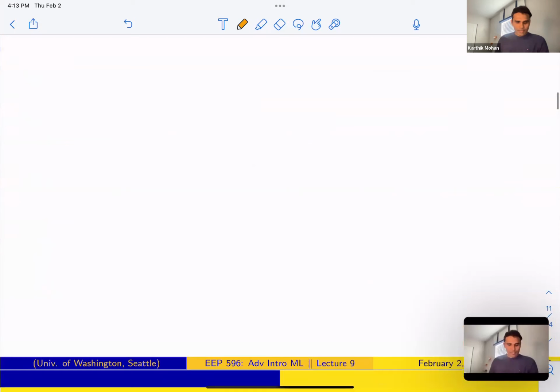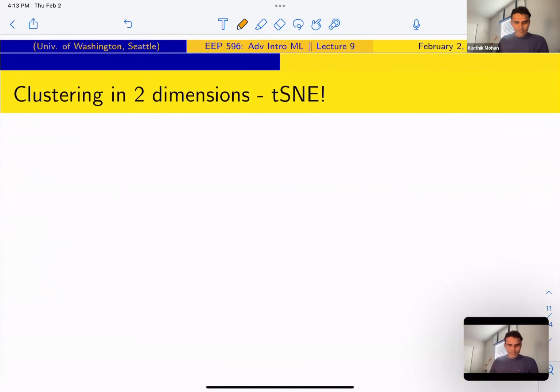Okay, so let's look at clustering points in 2 dimensions. If you look at K-means or any of these algorithms for clustering, the data itself doesn't have to be in a low dimensional space. It can be in a high dimensional space. All you need is a distance to measure how far 2 points are from each other, but you don't need it to be in 2 dimensions, right?